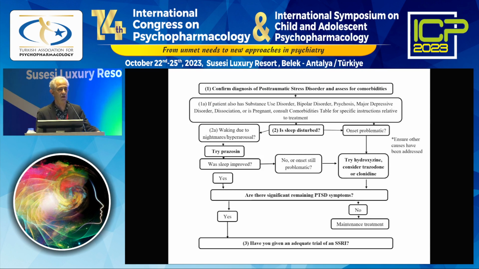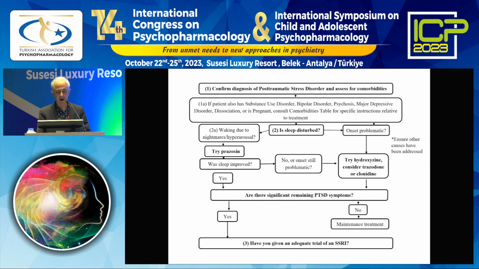All right, this is the overview of the algorithm. I'm going to go through it step by step. You probably can't see it very well if you're seated in the back, so don't worry about that. I'm going to explain each step, but just overview. It starts at the top with making a diagnosis, assessing for comorbidities, and then if they have certain comorbidities, there are deviations from the usual algorithm that will be important to keep in mind.